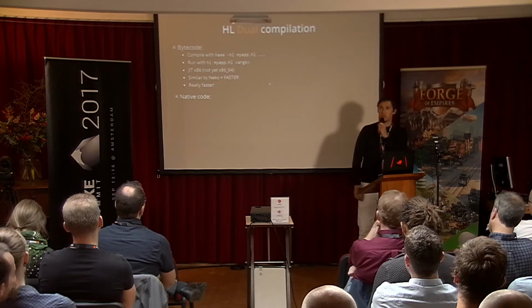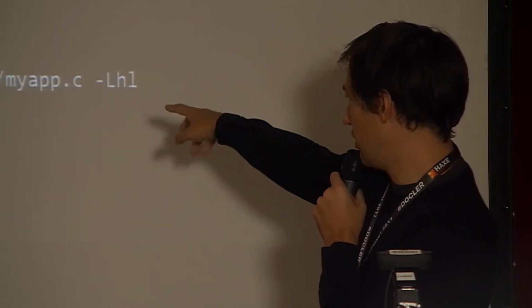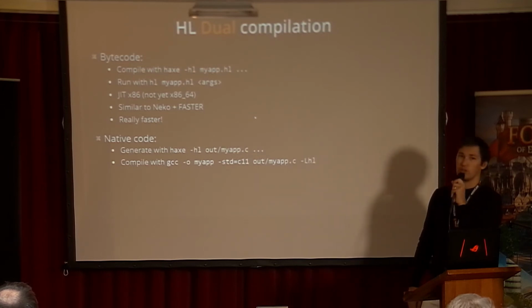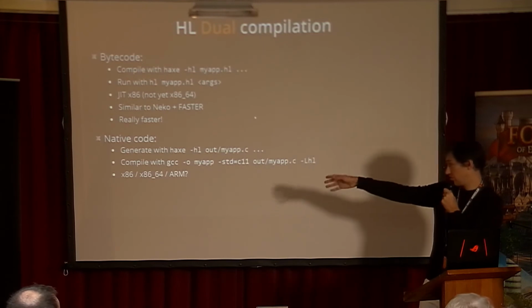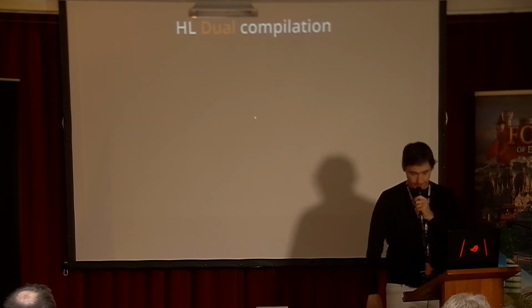Because of the dual compilation, you have two ways to compile: one to bytecode and one to native code. When you generate C code from the output, it will actually generate a lot of C files, and the C files are exactly what the bytecode would do if it was compiled to C. Then you compile with GCC or any C compiler, and you require the C11 specification for Unicode strings, and you link with the runtime, and that's it. This time, if you compile natively, you can do 64 bits. And maybe ARM, I haven't tested, but I think it will work.